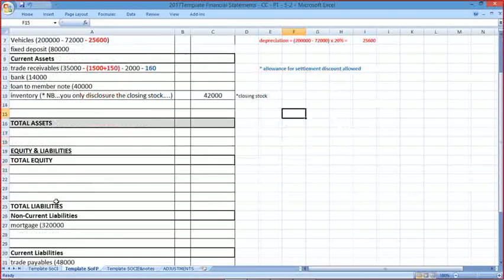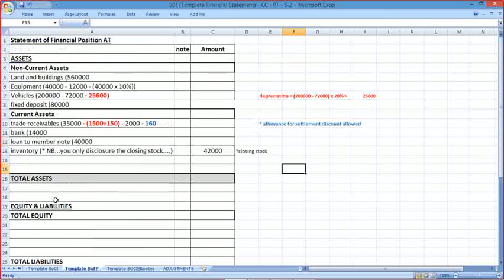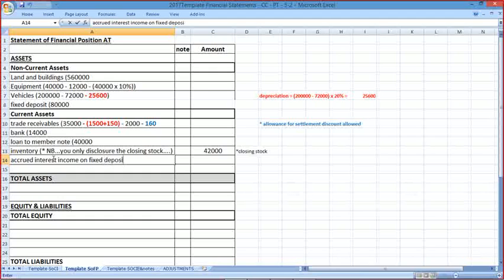Fixed deposit. This is an accrual, so it's a current asset. Accrued interest income on fixed deposit, 11,200. Is that alright? Yep. Okay, and then where else must we show this?